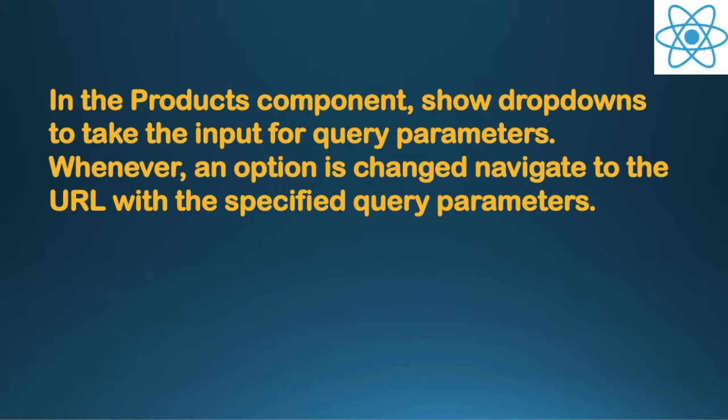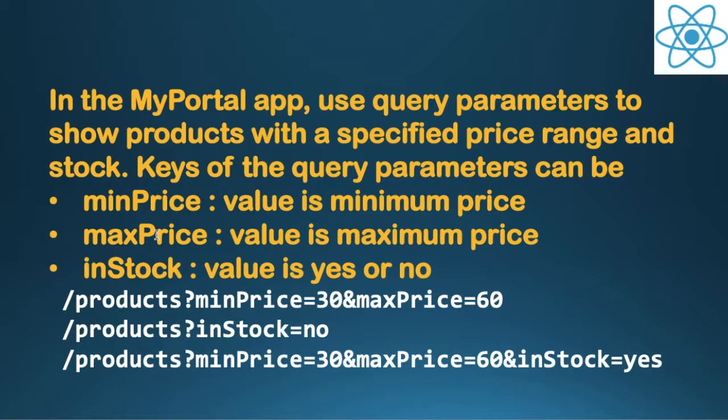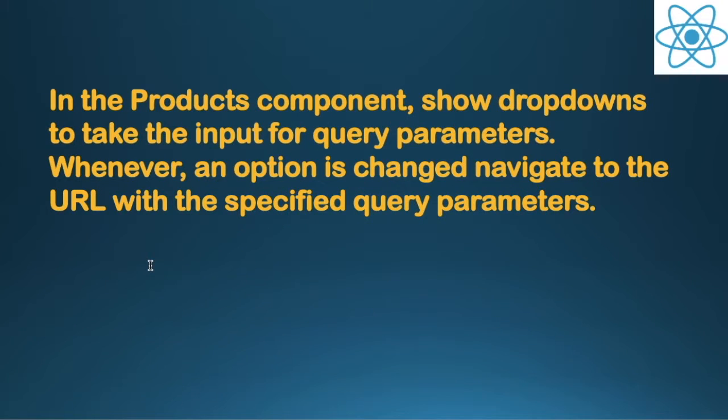Let's go to the next exercise. In the products component, show drop downs to take the input for query parameters. Like in the previous exercise, we had these query parameters for min price, max price, and in stock. We now want to show them as drop downs to take them as input. And whenever an option is changed, navigate to the URL with the specified query parameters. So we will construct the URL and use programmatic navigation to go there.